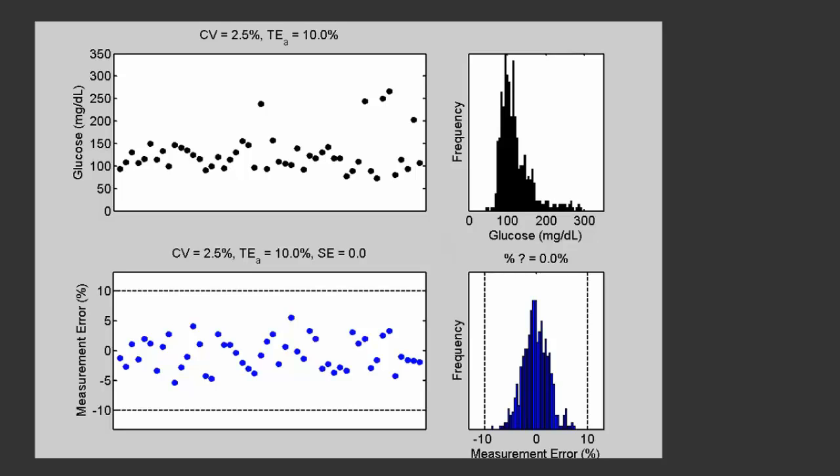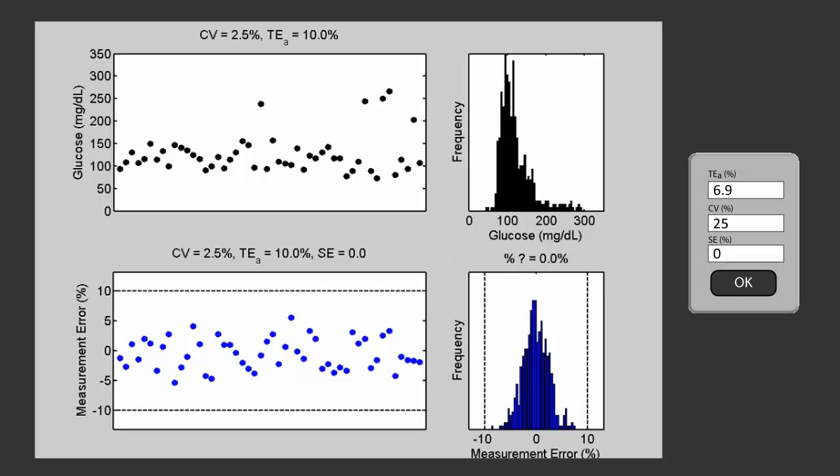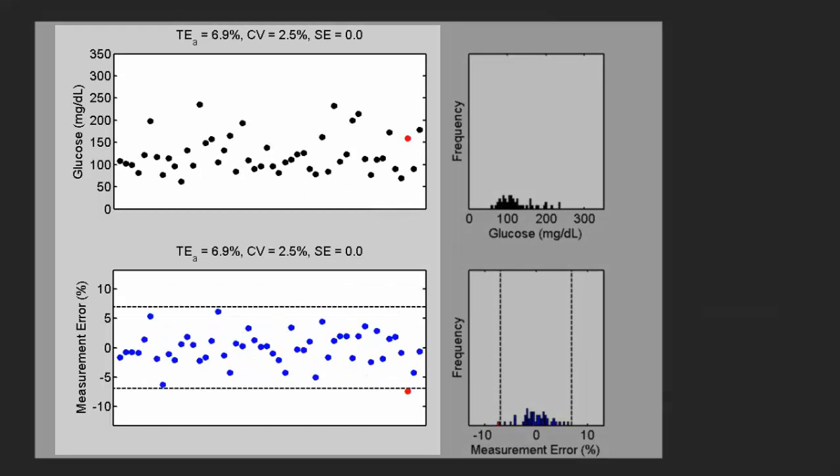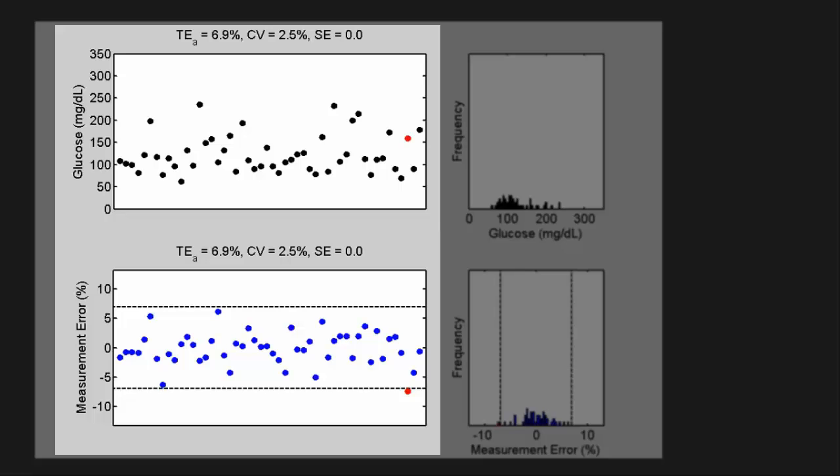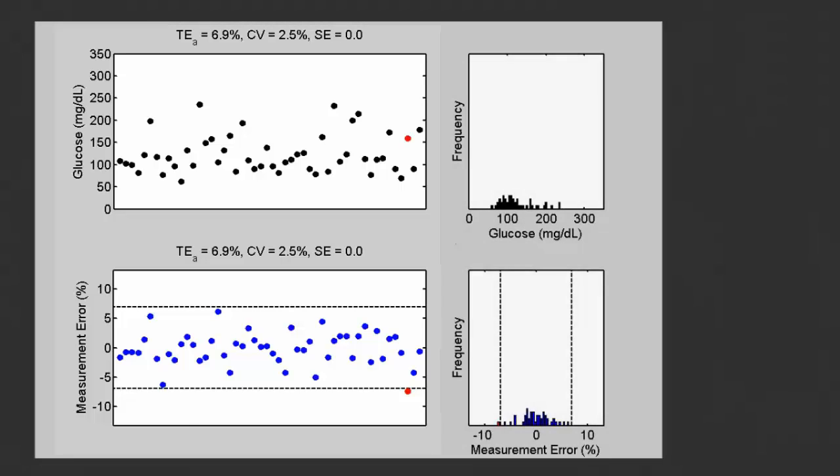Before, we used the CLIA recommendation for our TEA, 10%. Now let's use 6.9%, a specification used in Belgium. We'll only change that parameter and then rerun the simulation. Notice that the distribution of results in the upper and lower panels are unchanged. But the locations of the dashed lines have changed. They are no longer at plus or minus 10%. They are now at plus or minus 6.9%.